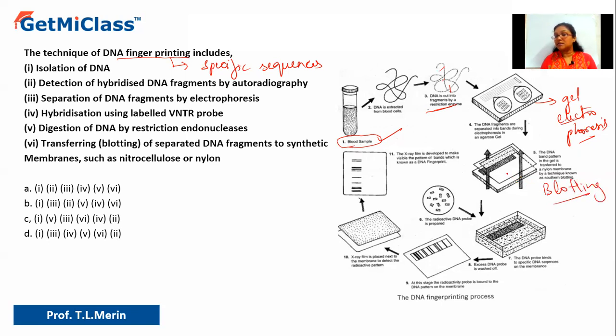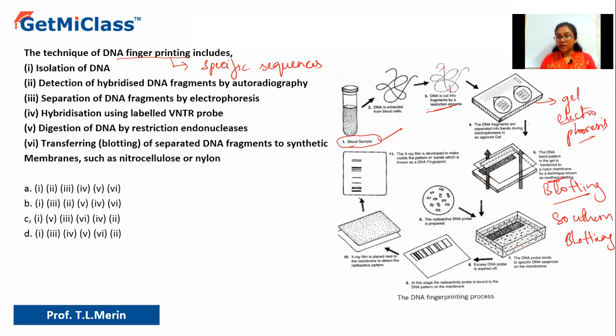And since here the transfer of the DNA bands is happening, we call it Southern blotting. What do we call it? Southern blotting. You also have Northern blotting and Western blotting, where Northern blotting is used for RNA and Western blotting is used for proteins. But here, because the DNA fragments are transferred, it is called Southern blotting.